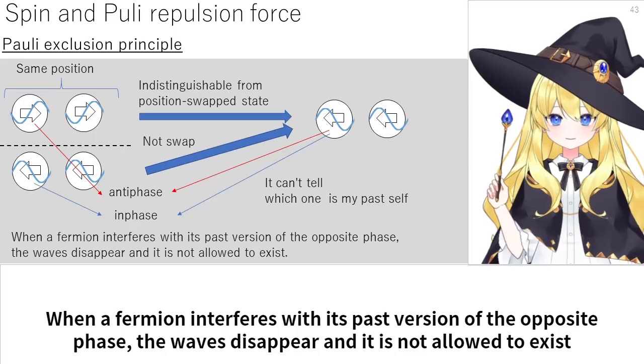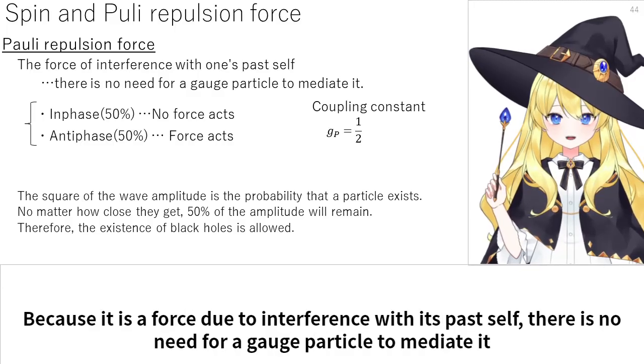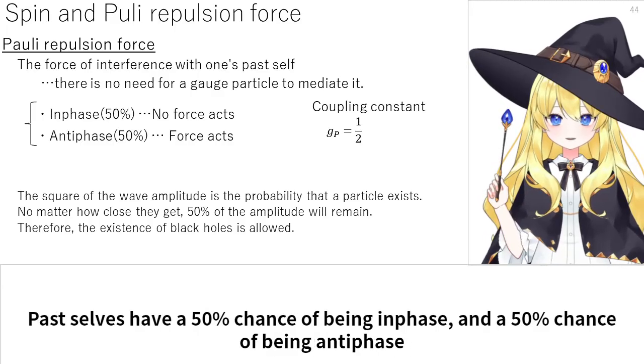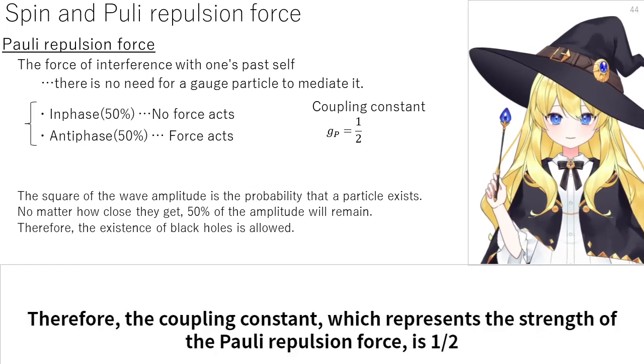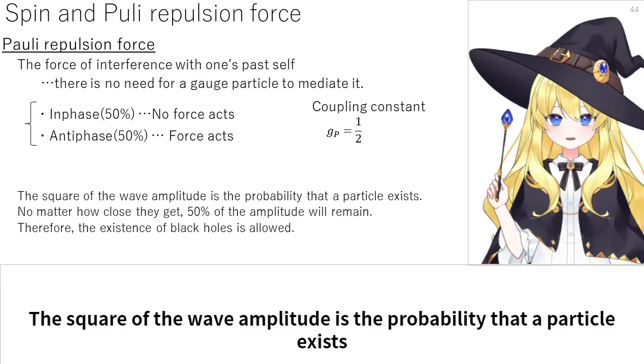to exist. The force that acts due to the Pauli exclusion principle is called the Pauli repulsion force. Because it is a force due to interference with its past self, there is no need for a gauge particle to mediate it. Past selves have a 50% chance of being in phase, and a 50% chance of being antiphase. A repulsive force only acts when they are antiphase. Therefore, the coupling constant, which represents the strength of the Pauli repulsion force, is 1/2. The square of the wave amplitude is the probability that a particle exists.